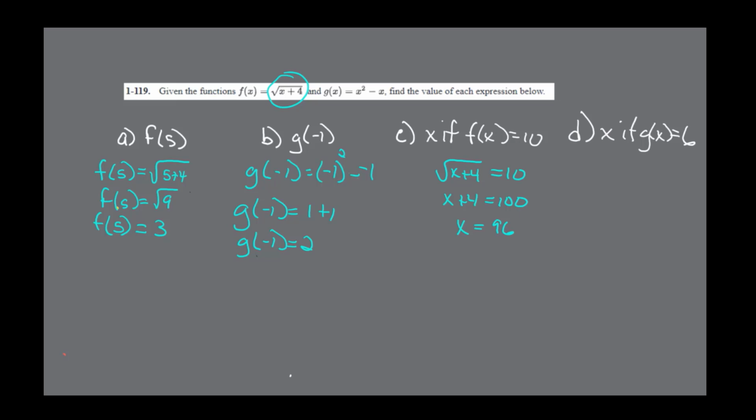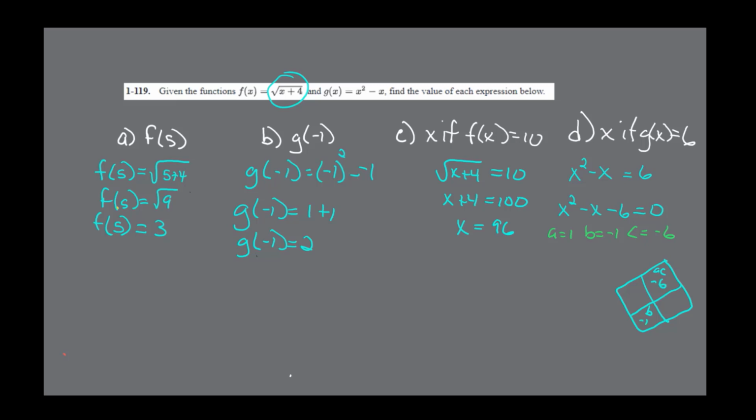So the same thing happens on D. It says find x if g of x equals 6. So we're going to set x squared minus x equal to 6. Okay, first thing I'm going to do is move 6 over because I see this is in quadratic form. Okay, then I'm going to create my diamond, which I've shown you on multiple occasions. So I have to do my a times c and b. Well, a equals 1, b equals -1, and c equals -6. So a times c is -6, b is -1.